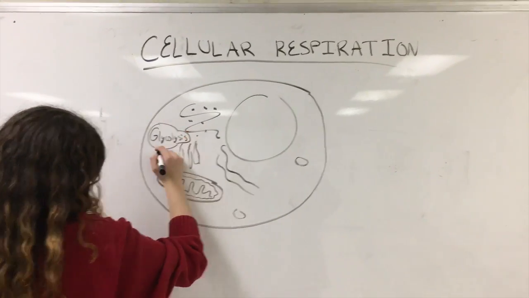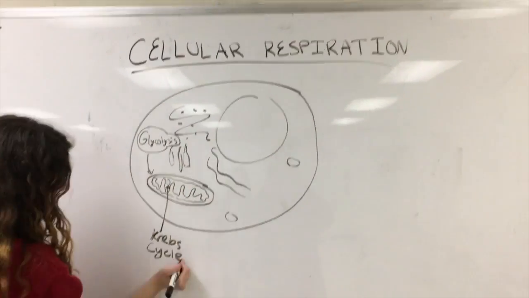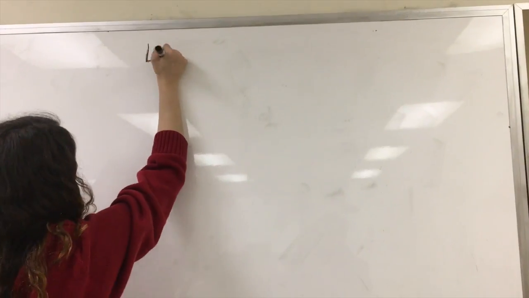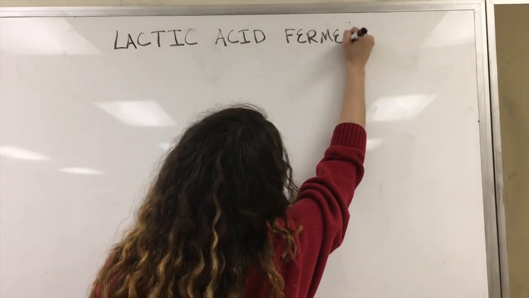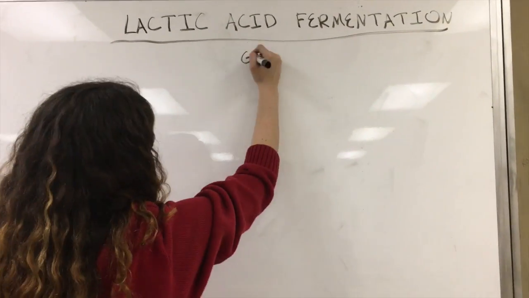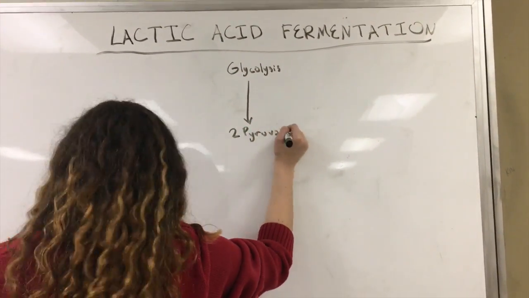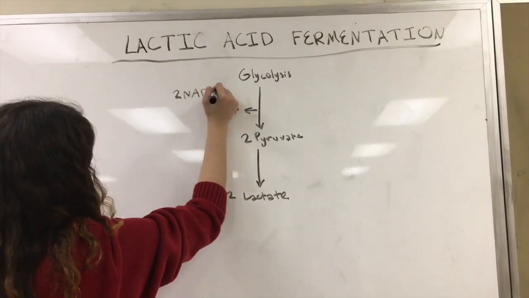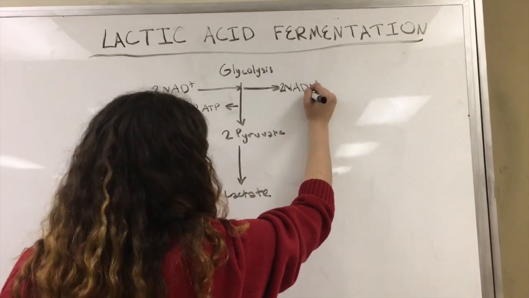Let's start back with glucose, beginning with glycolysis. If there's no O2, move on to fermentation, lactic acid or alcoholic. It oxidizes NADH to NAD+.